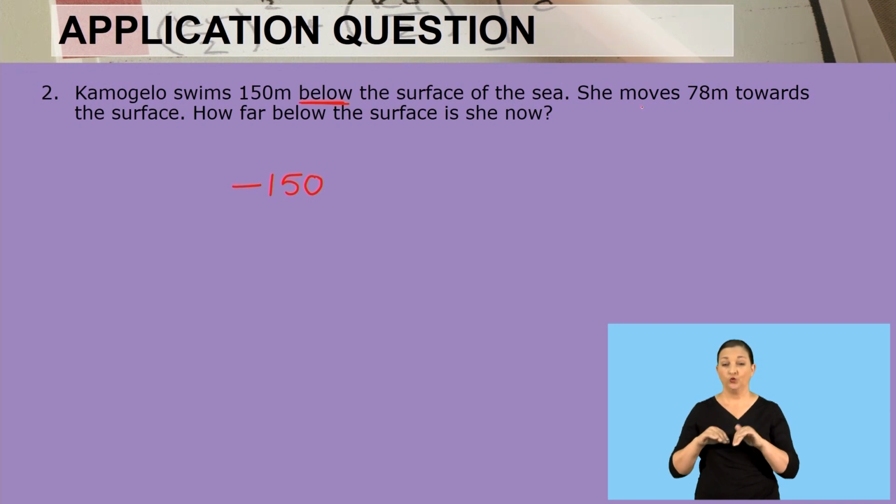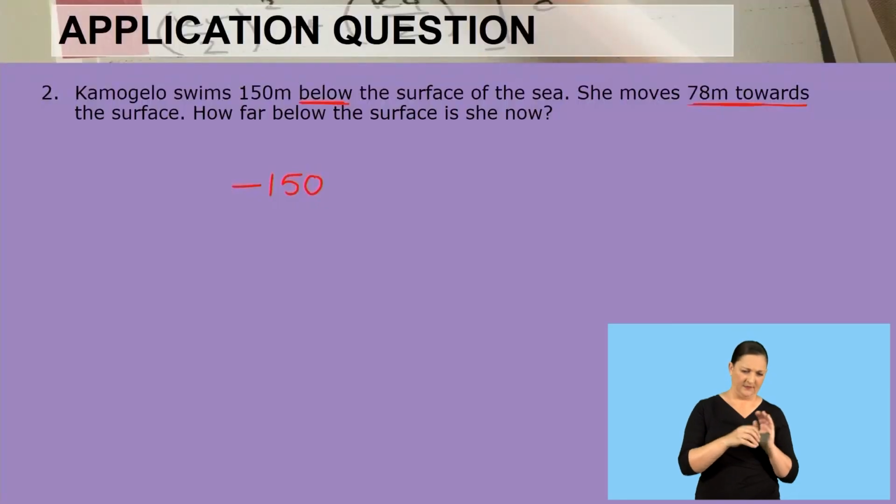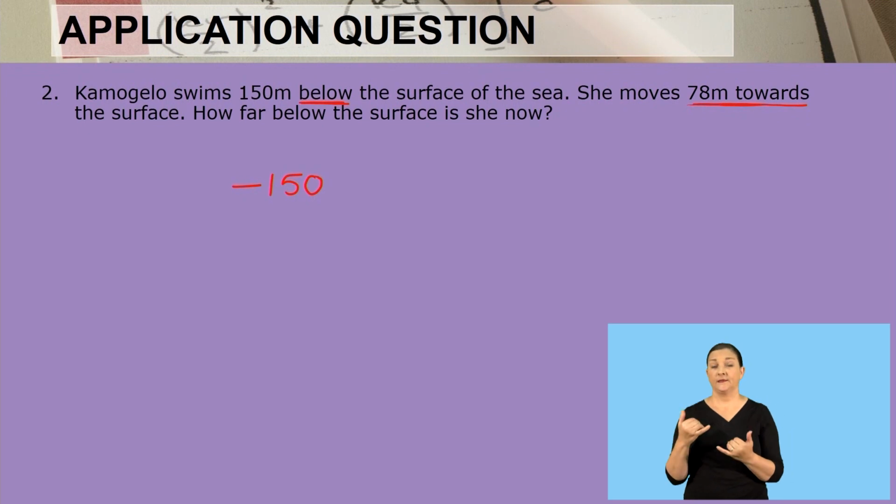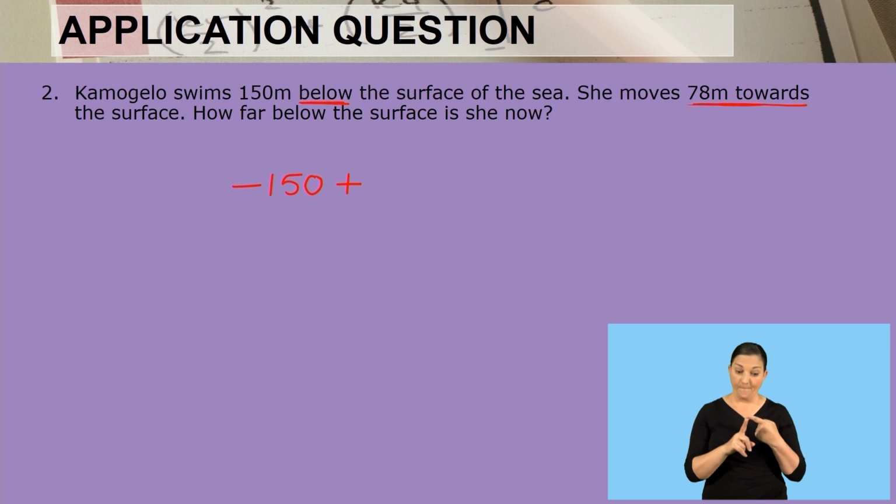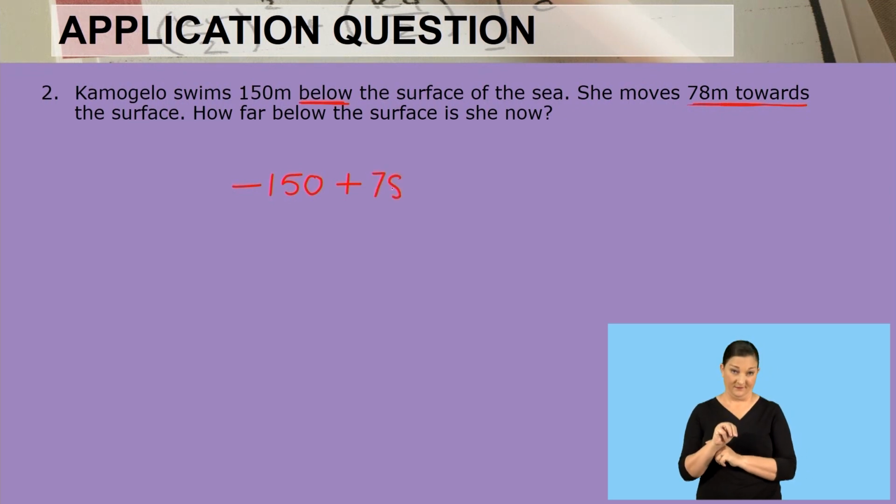Then she is moving 78 meters towards. Now, towards means she's moving in a different direction. She was at negative 150, but now she's moving towards the surface by 78 meters, and we indicate that difference in direction with a positive. So that is negative 150 plus 78 meters.